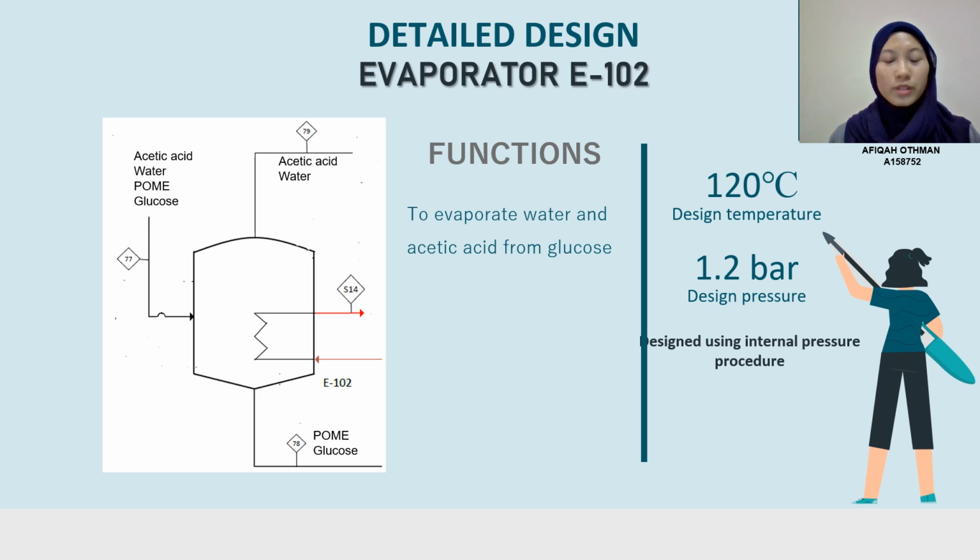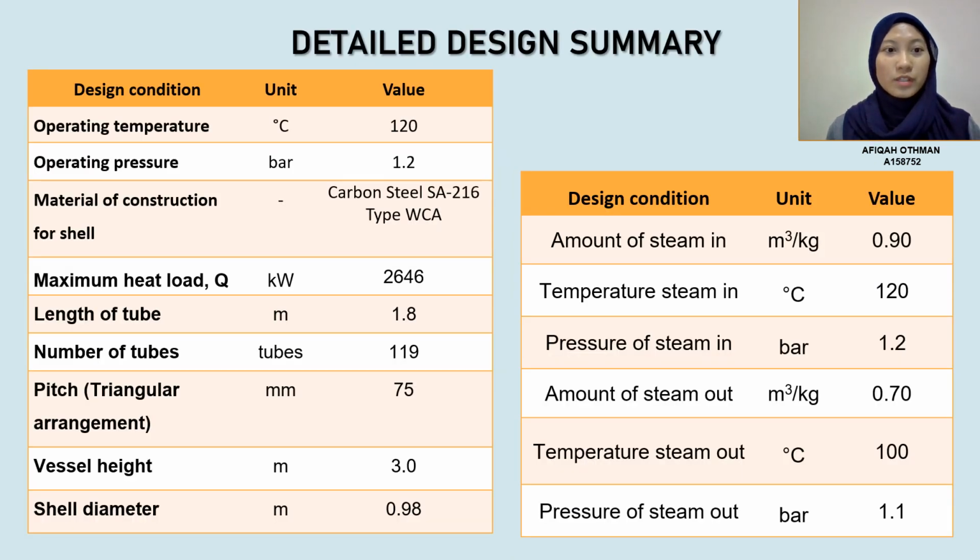So the evaporator E102 is used to evaporate water and acetic acid from pomade and glucose. So the inlet we have acetic acid, water, pomade and glucose, while the vapor goes out as acetic acid and water. The liquid is pomade and glucose. As we know, the operating temperature is 100 degrees Celsius, operating pressure is 1.2 bar.